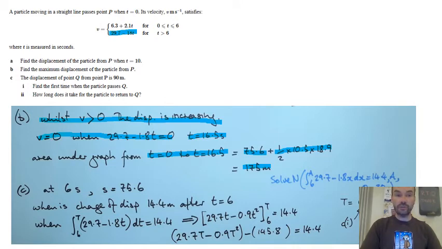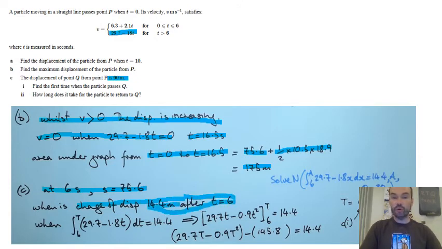How long does it take for the particle? When does it first get there? How long does it take to return to there? So at 6 seconds, we knew it was at 75.6, and it had always been moving away from the origin. So we want to find out when it's 90 meters from point P, we want to know when the change of displacement in the second time interval is 14.4. Okay.